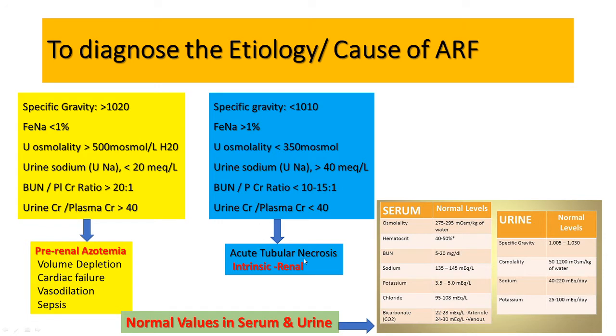When you get these parameters, they indicate pre-renal azotemia. Whereas in intrinsic renal causes, the parameters you find are a specific gravity less than 1010, FeNa, that is fractional excretion of sodium, greater than 1%, urinary osmolality less than 350 milliosmoles, and urinary sodium greater than 40 milliequivalents per liter. BUN to plasma creatinine ratio is less than 10 to 15 to 1. Urine creatinine to plasma creatinine ratio is less than 40. These parameters indicate acute tubular necrosis, which is an important morphology seen in intrinsic renal causes of acute renal failure.